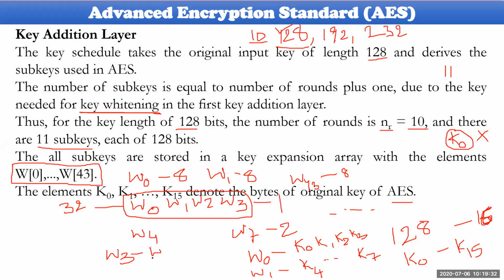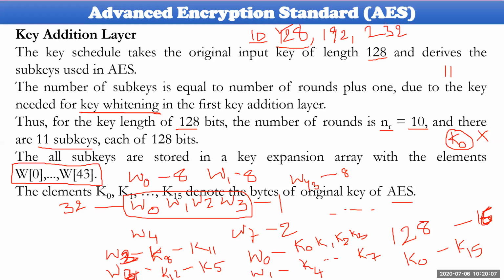So sorry, K8, K9, K10, K11. So totally up to K11 it could be taken as W2, and this is W3. W3 will be K12 to K15. These W0, W1, W2, W3 cannot be used anywhere else. This could not be sent as a key or subkey in any round.